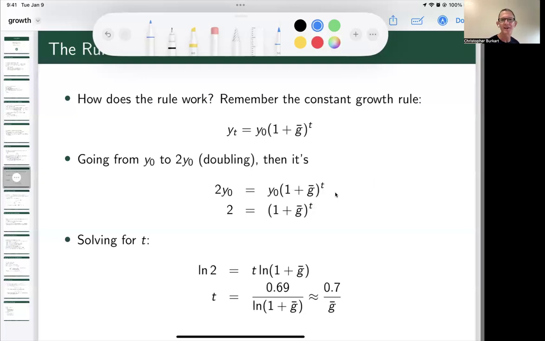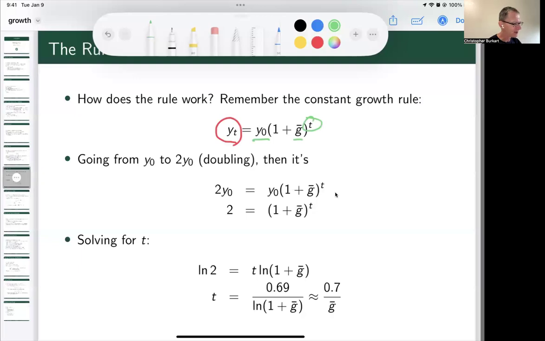But the way that the rule works relies on this basic constant growth rule that I introduced in probably the first or second video here. And that just tells us what the variable of interest is, right here, yt, at any point in time, given a starting point and a growth rate and a period of time, right? So we can know yt as long as we are given the starting point, the growth rate, and where we are in time.